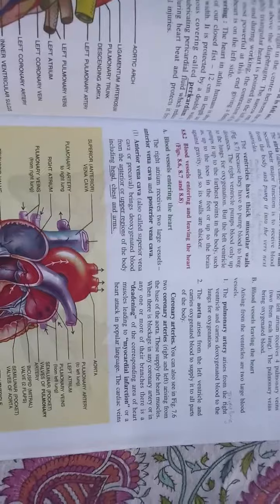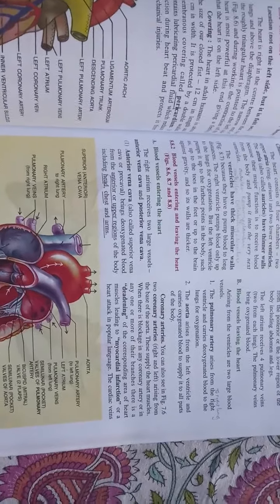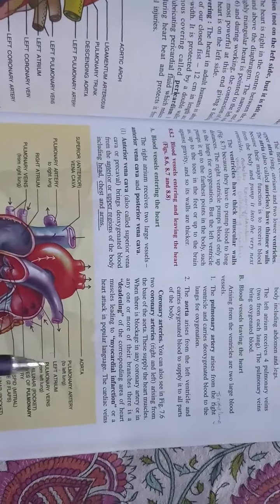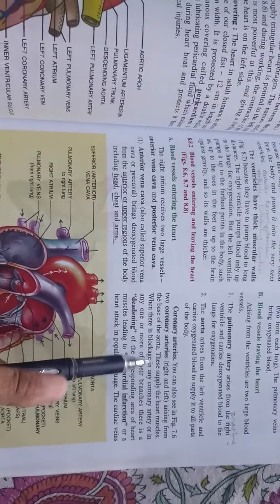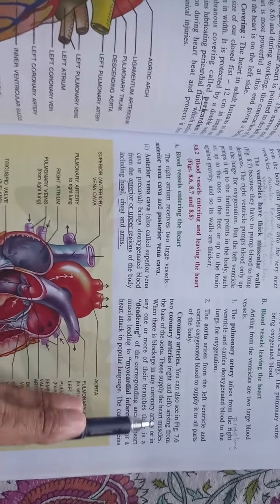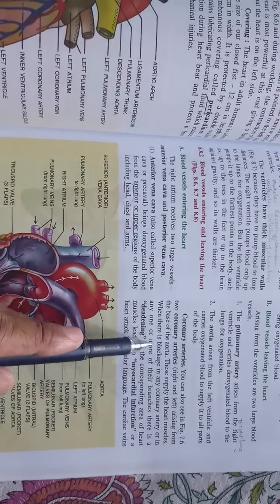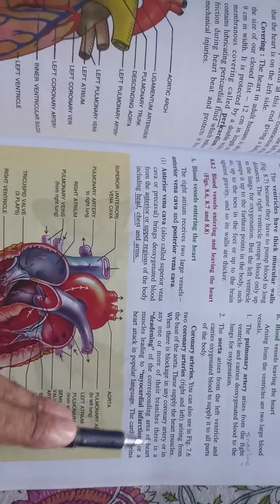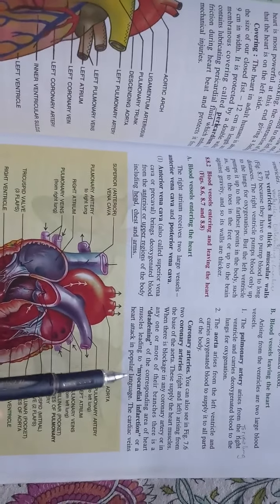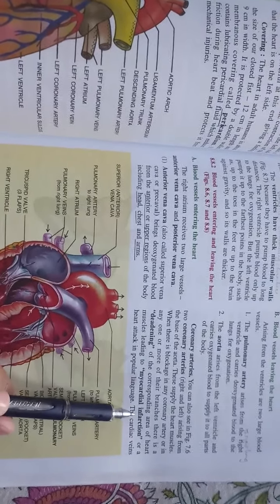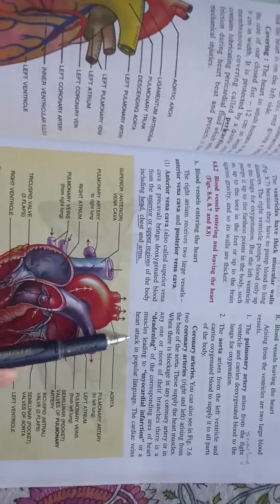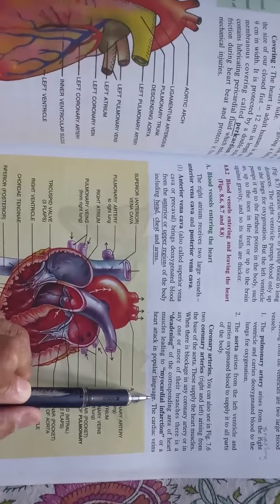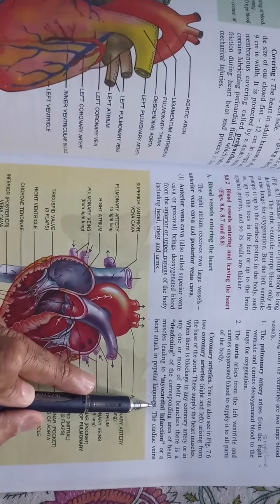So when we hear somebody has a blockage in the heart, this is a blockage, right? As we just learned, they supply the blood to the heart muscles. When there is a blockage, the corresponding areas of the heart muscles become dead, leading to myocardial infarction, or a heart attack in popular language, because blood is not reaching that part of the heart muscle, right?